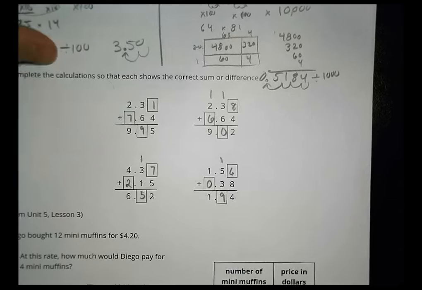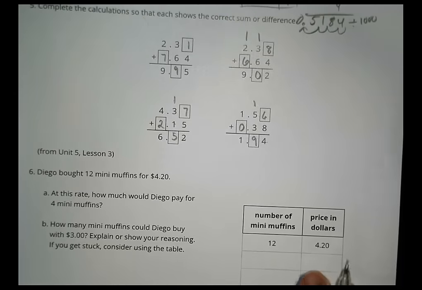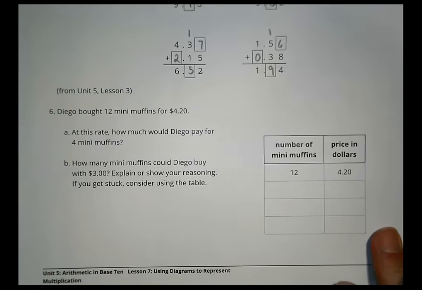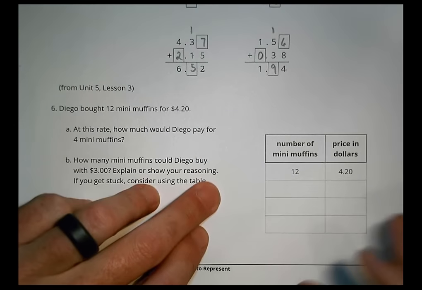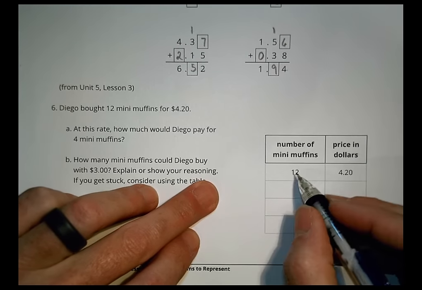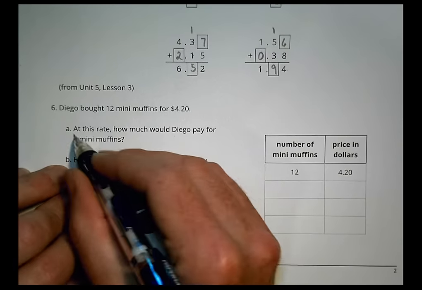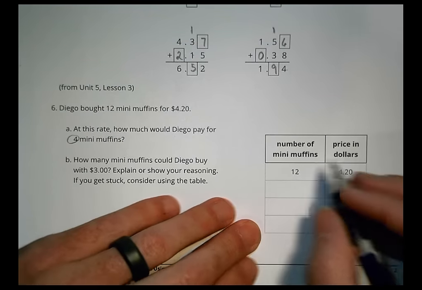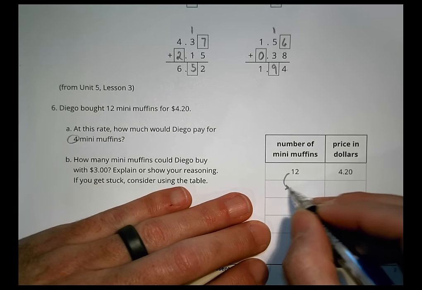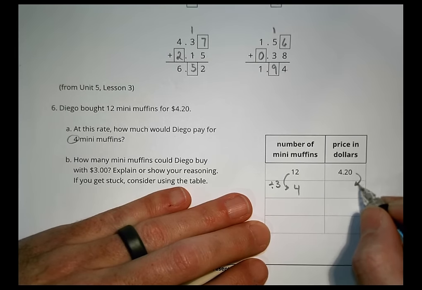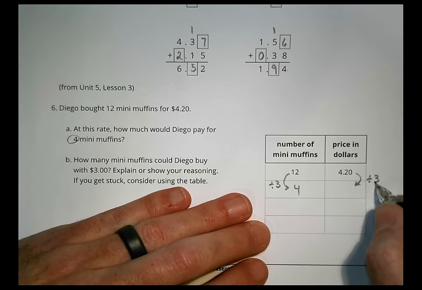And number 6, which is the last one for the day. Diego bought 12 mini muffins for $4.20. Good job, Diego. 12 muffins for $4.20. At this rate, how much would Diego pay for 4 mini muffins? Okay, so to go to 4, moving here to 4, that's dividing 12 by 3. So divide 420 by 3.